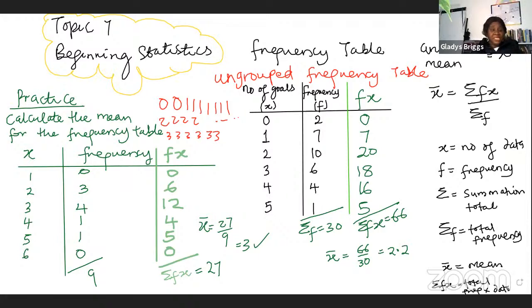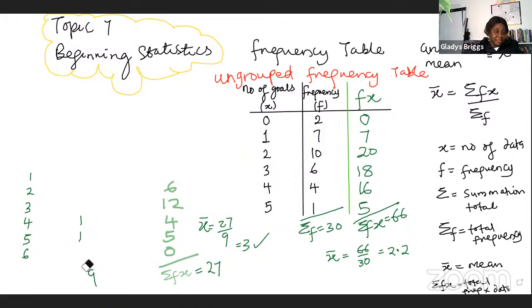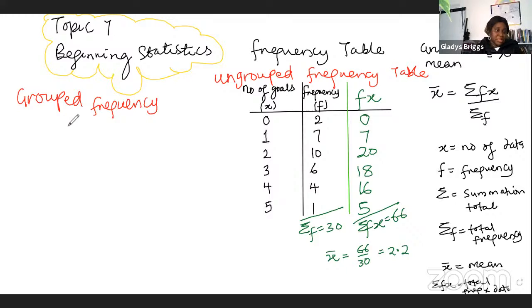With a grouped frequency table, the data is so large that you have to create classes. You have to create groups to put your data in so that you can fit them in. So here's an example of a grouped frequency table distribution. Let me just see.